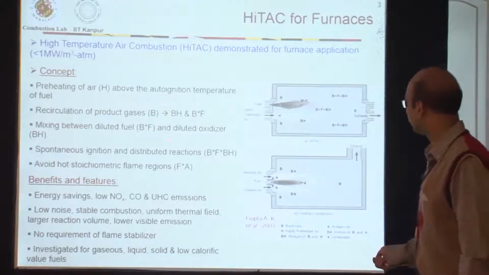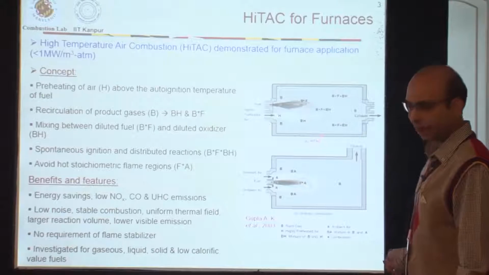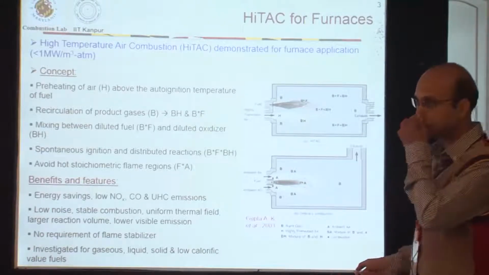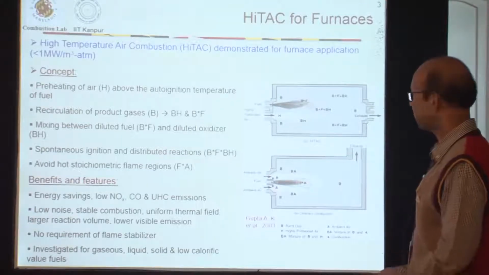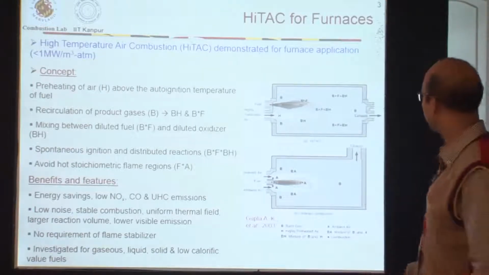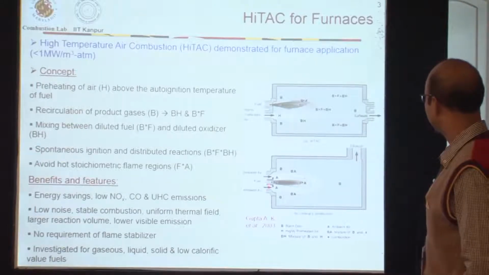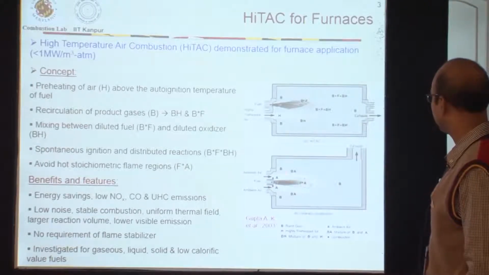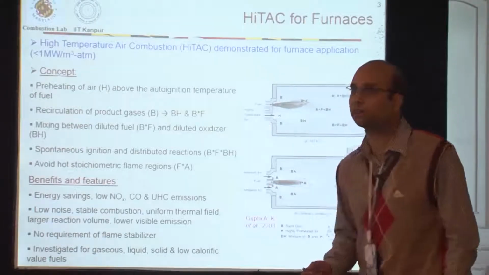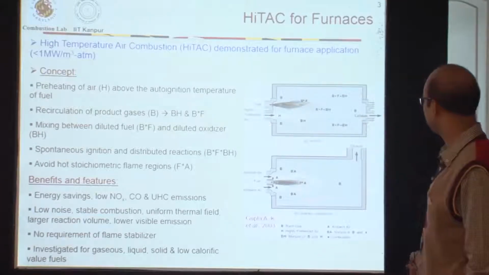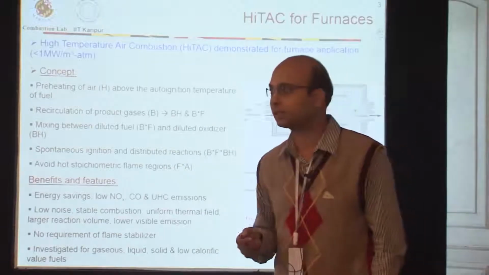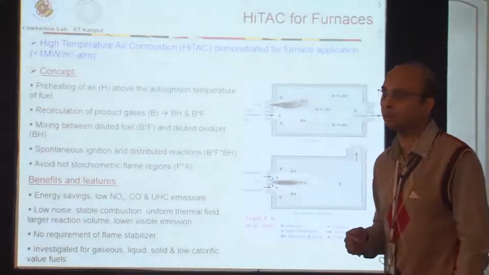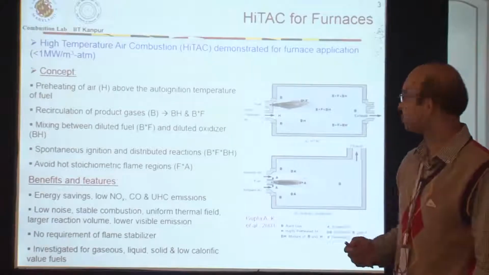And here is the difference between ordinary combustion and high temperature air combustion. In ordinary combustion, you have a fuel jet coming in, and the air jet is in close vicinity of the fuel jet. You have a bluff body stabilizer, and as the fuel jet comes in, it mixes with the air jets and forms a stoichiometric flame zone or diffusion flame, which is represented here as F*A. This diffusion flame has high temperature. Because it is stoichiometric, its peak temperatures are close to adiabatic flame temperature at equivalence ratio of 1.